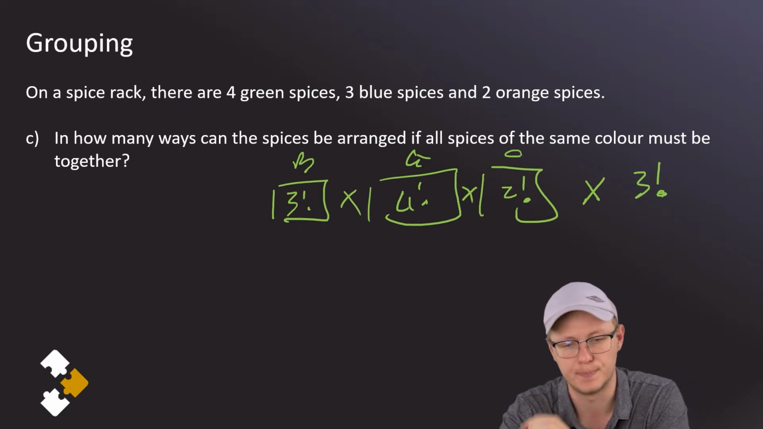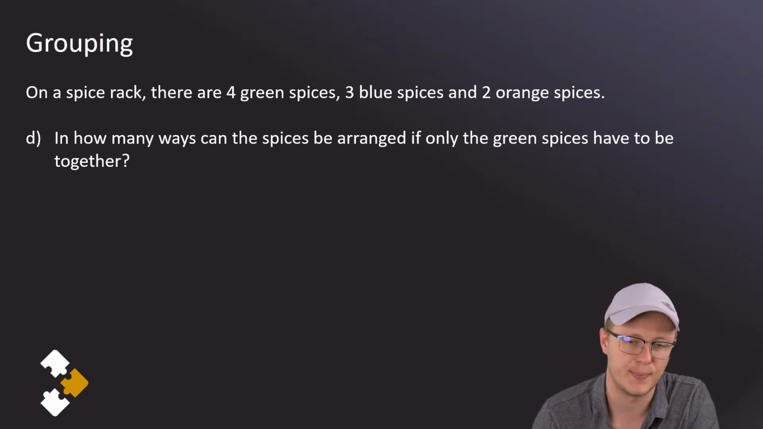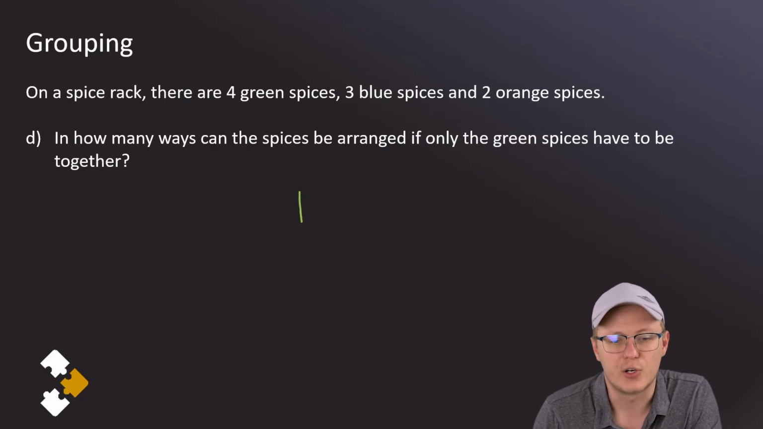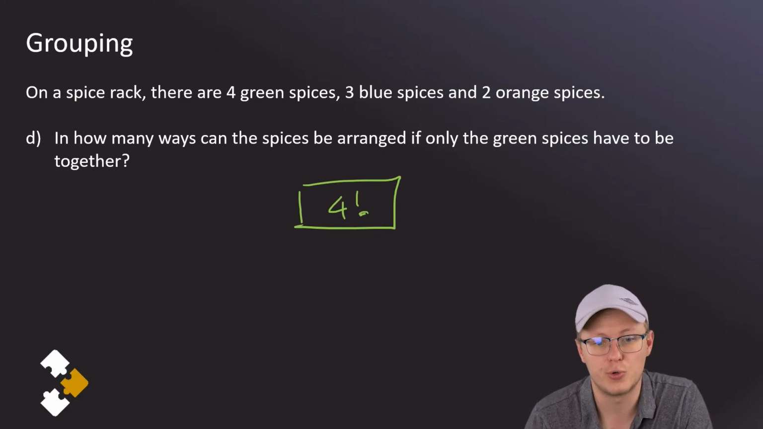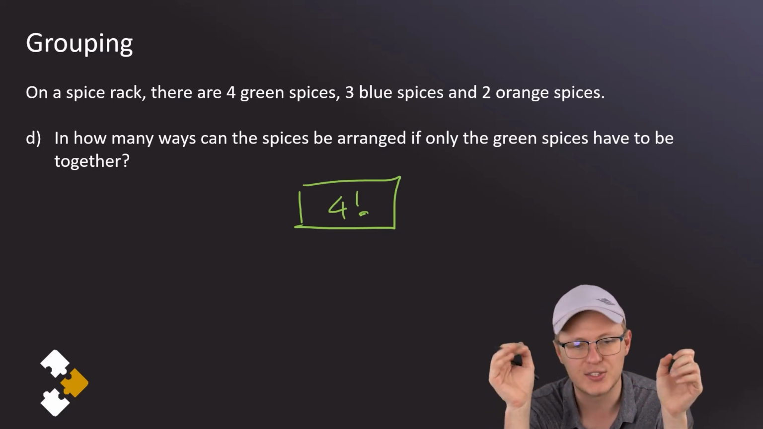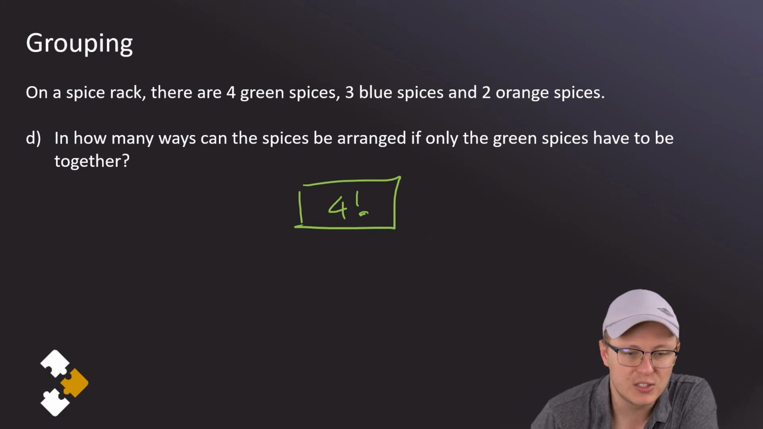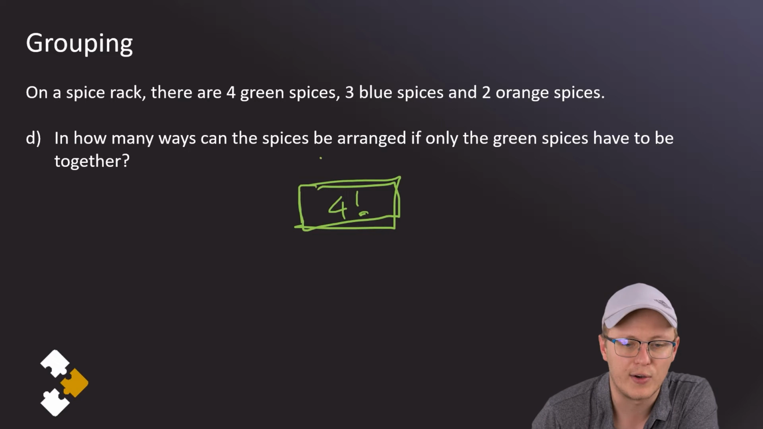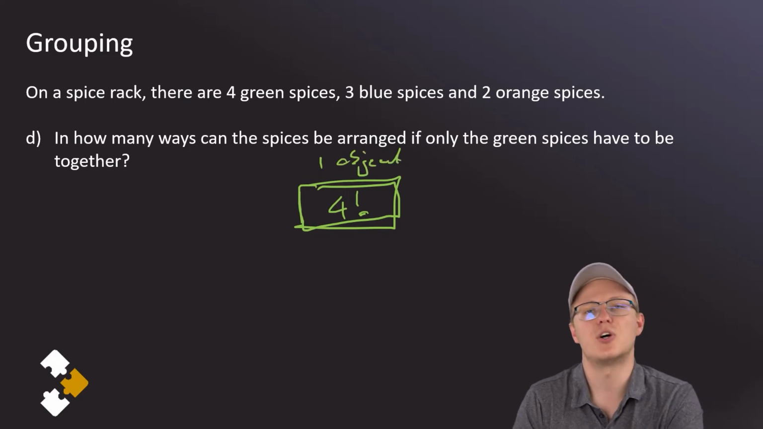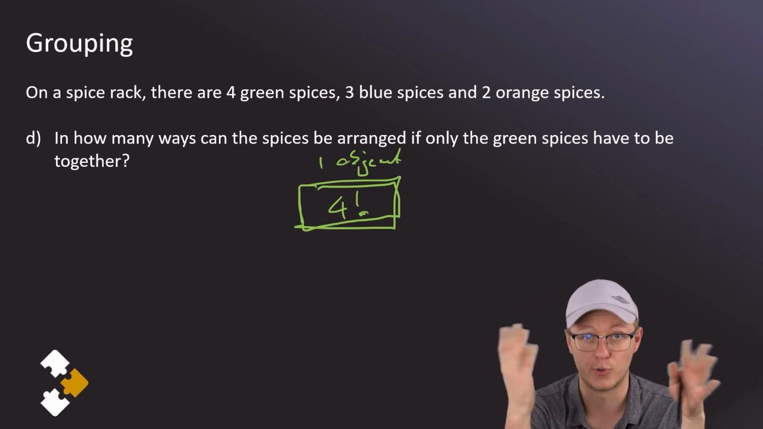And then finally it asks, in how many ways can the spices be arranged if only the green spices have to be together? So now what's happening is the green spices are a group, and in that group there are 4 factorial arrangements. But now we can go blue, orange, then all of the green spices, and then some of the rest, whatever the case may be. So this green spices, we can actually think of it as one object. Okay? So we can start with the green spices, then a blue, then an orange, then another blue, then another blue, then an orange, for example.